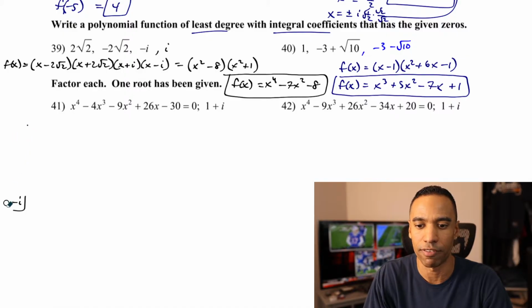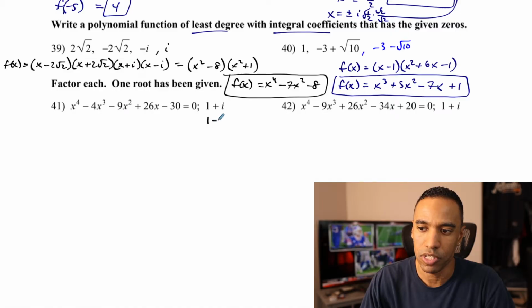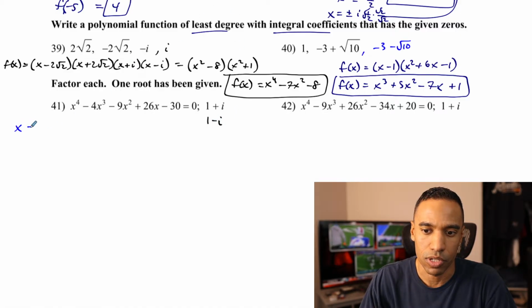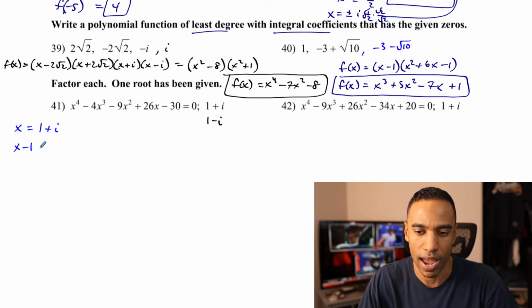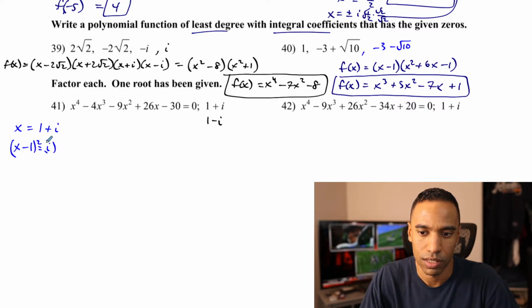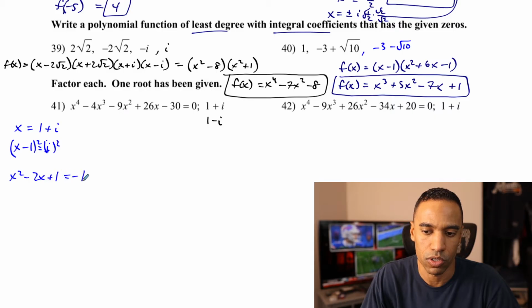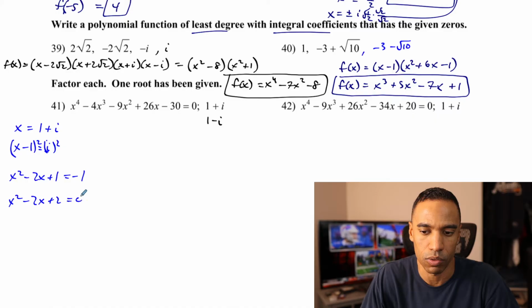Instead, I would prefer to figure out what the quadratic is. If 1 plus i is a root, then 1 minus i is a root. That would mean that, x equals, I mean, this is the same thing I was just talking about before. If x equals 1 plus i, I can subtract 1. I can square both sides, and I'll get x squared minus 2x plus 1 equals negative 1. If I add 1 over, I get x squared minus 2x plus 2 equals 0.